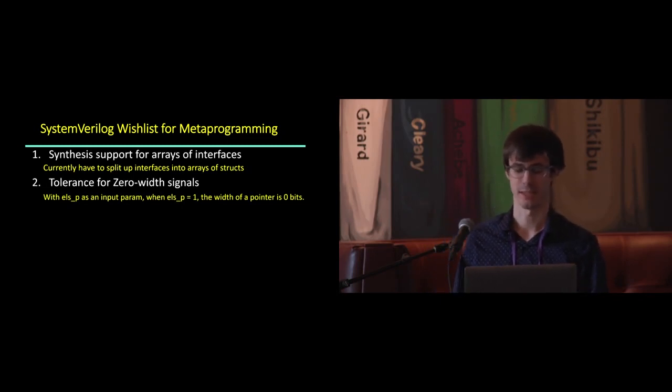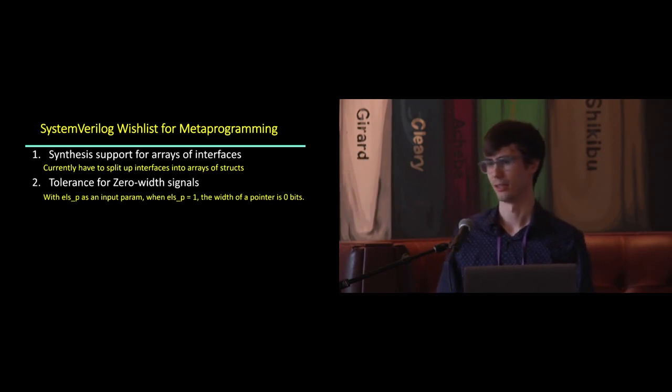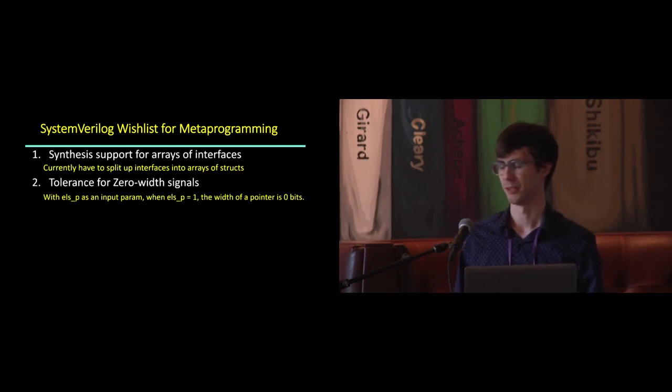Another thing we'd like is tolerance for zero-width signals. A simple example would be a mux. Once you get down to one element, you don't actually need the select signal. However, it's still necessary because you have to have at least one bit in your signal. And this means that you have a wasted wire, which is not that big of a deal, but it also leads to problems when you're doing packetization or things where you're actually measuring widths. So it would be very nice to have. This would also allow you to rename signals based on parameters.